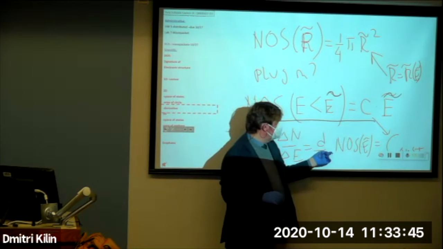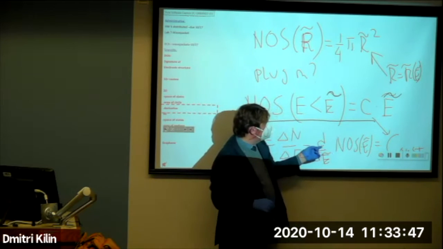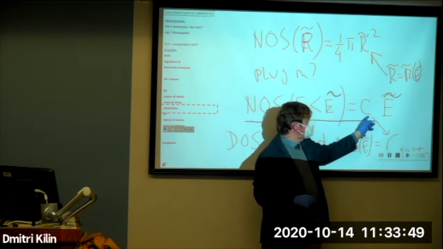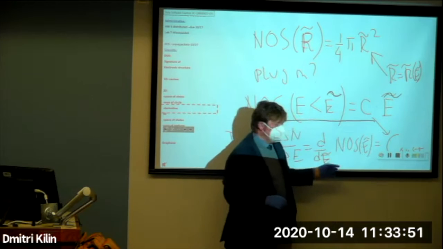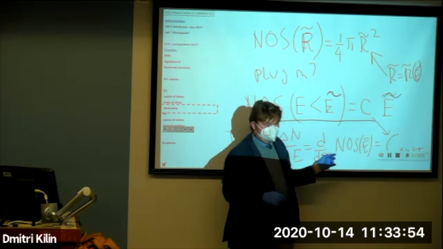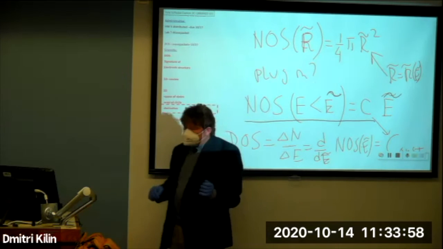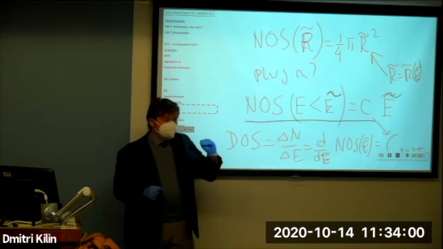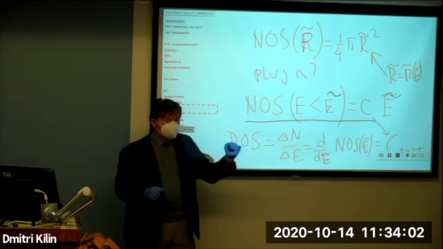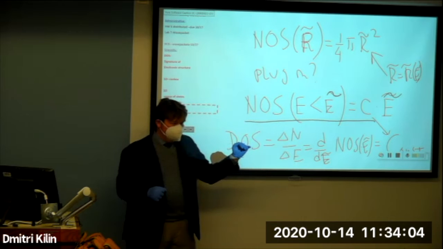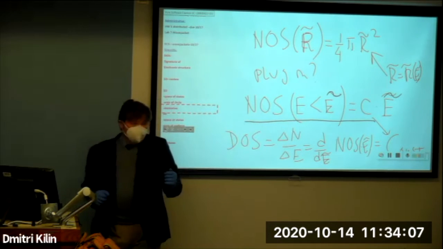So if you take the first derivative of this constant times energy over energy, the answer will be constant. Constant density of states means it will not change as we go forward in energy, so it will be a flat thing. And we have seen it.